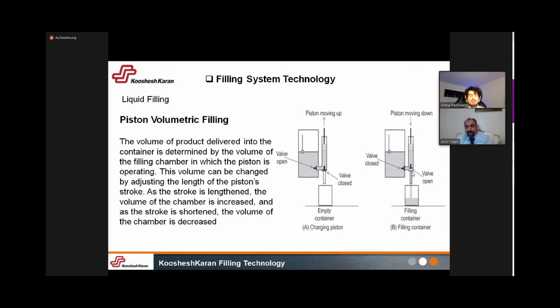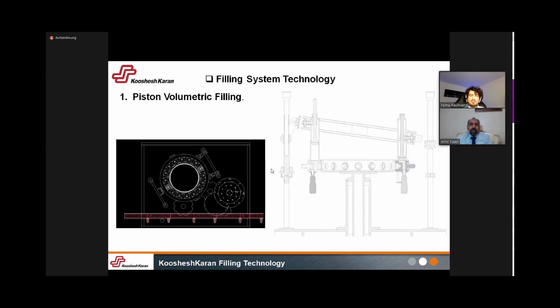As you see in the top drawing of the piston filling, if you have 360 degrees, in half of this degree you fill the piston, and in the other half you fill the bottle.